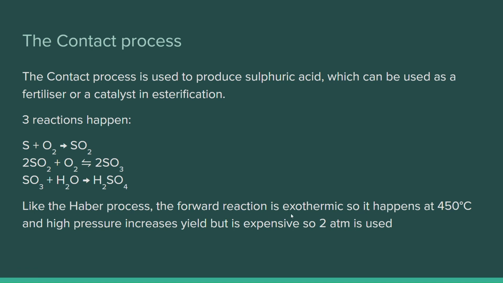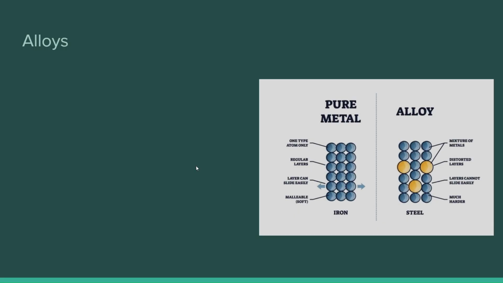Like the Haber process, the forward reaction is exothermic, so to compromise on that, it happens at 450 degrees as well, and high pressure increases the yield, but it's expensive, so 2 atmospheres is used compared to 200.